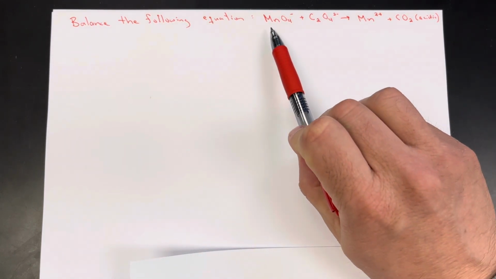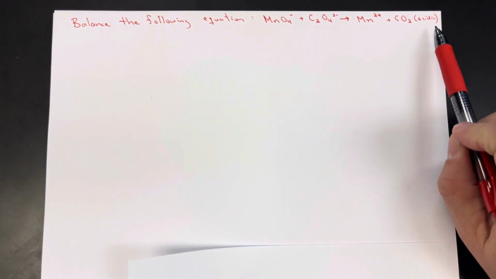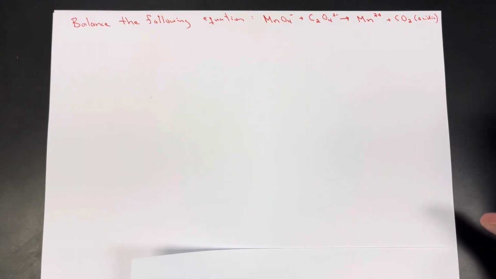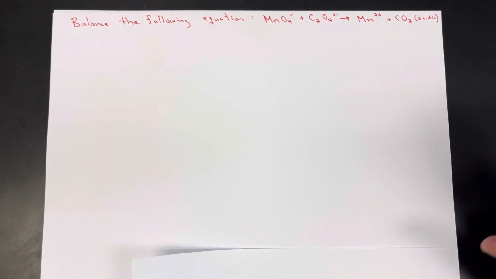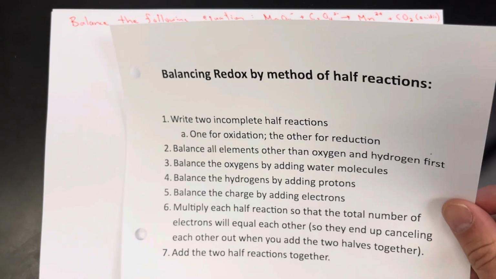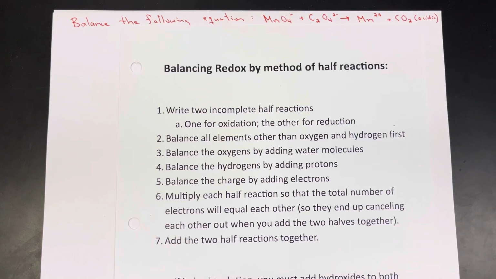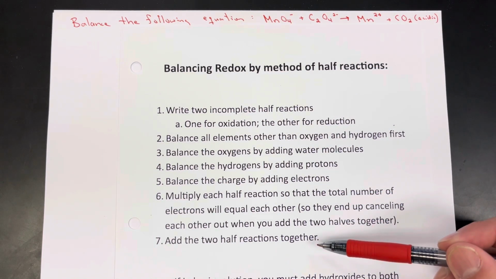In this video, we're going to learn how to balance chemical equations by the method of half reactions. Because if you tried to balance this chemical equation with traditional means, like that was taught at the very beginning of all of these video series that I've been doing, you wouldn't be able to. So we have this thing that's called the method of half reactions. And these are the steps that we're going to follow.